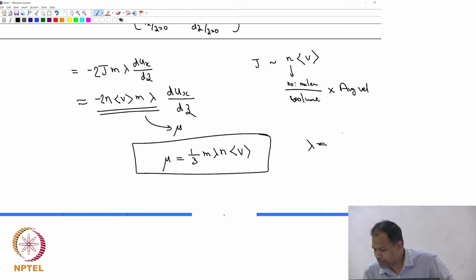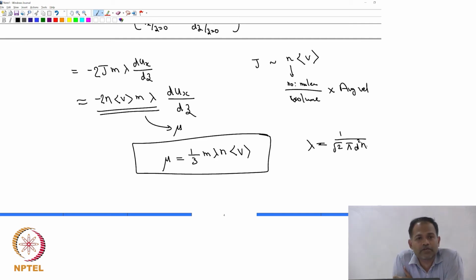I did not know, but the expression is 1 by root 2 pi d square n, which is there in my notes. So, essentially you can calculate the mean free path based on the molecular size and the number concentration. That will help you find the approximate value of viscosity that a fluid would exhibit, and that is why the equations that we have derived are in that particular form. That is the take home message.